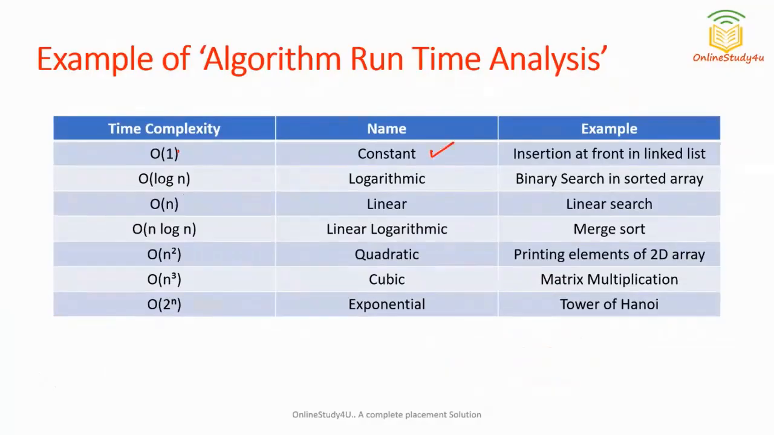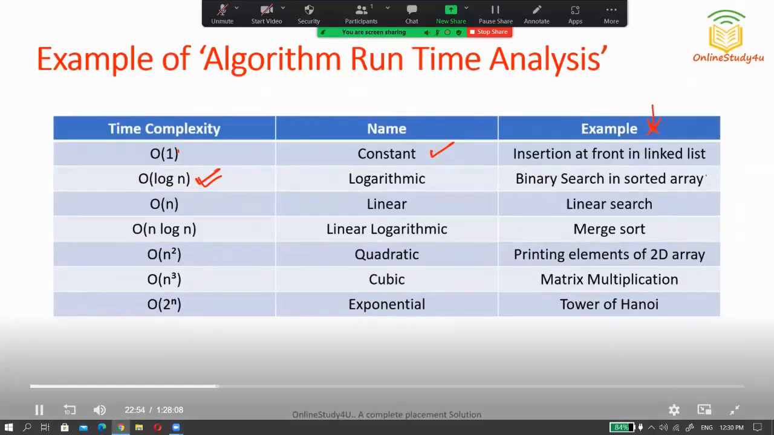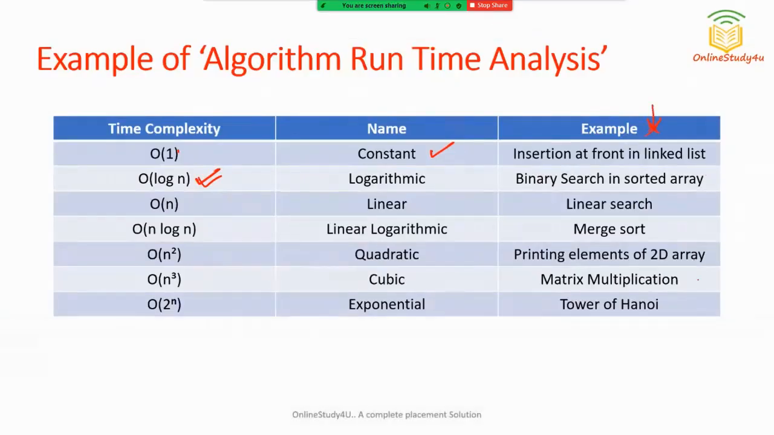Next we have logarithmic time complexity, order of log n. Suppose we are doing binary search in a sorted array. These are random examples which we are going to study at some point. When we perform binary search, the time complexity is log of n. Whenever you find the time complexity of any algorithm, mostly it will be one of these. This is called logarithmic.